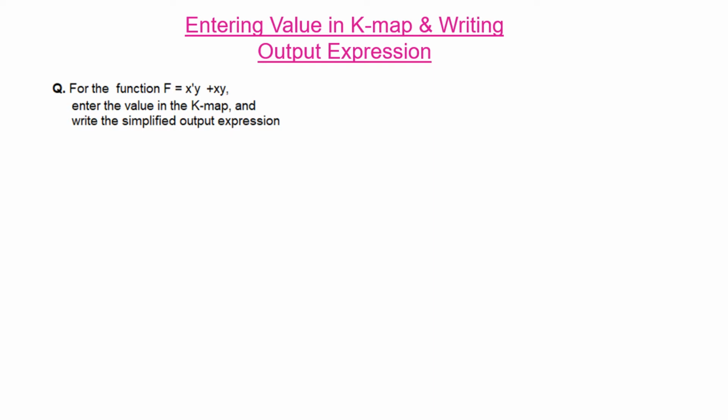Now, entering values in the K-map and writing output expressions. The first question is, for the function f equals x dash y plus xy, enter the values in the K-map and write the simplified output expression. So this is one expression, but the benefit of the K-map is that we can get a simplified expression. So let's see.